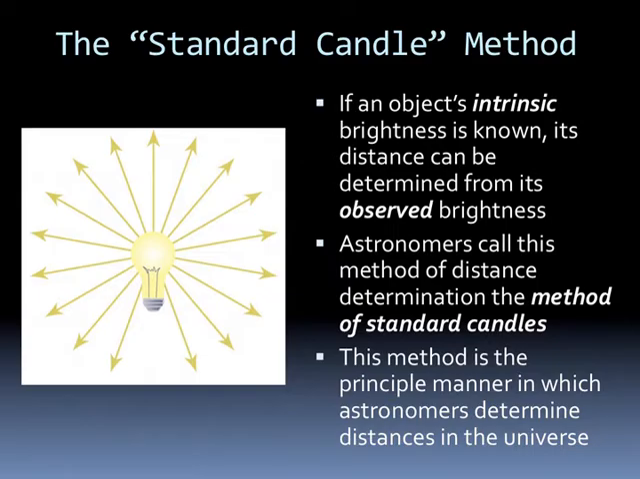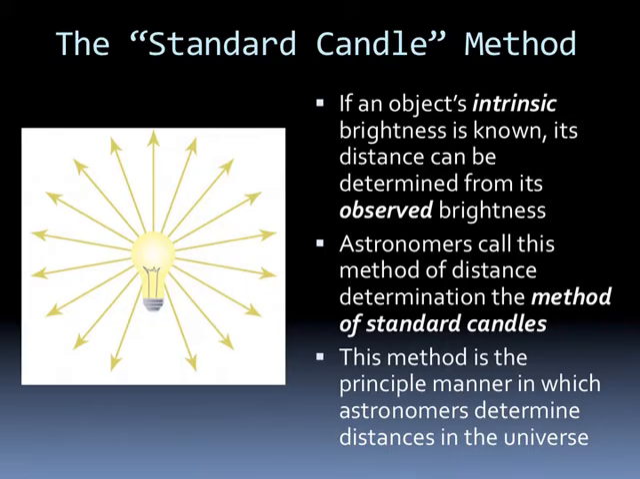Another method for determining distance is called the standard candle method. Now, if an object's intrinsic brightness is known, its distance can be determined from its observed brightness. So, in other words, if we know how bright a star is from some other method, and we know how bright it appears, we can tell how far it is. You could do this in a lab too.